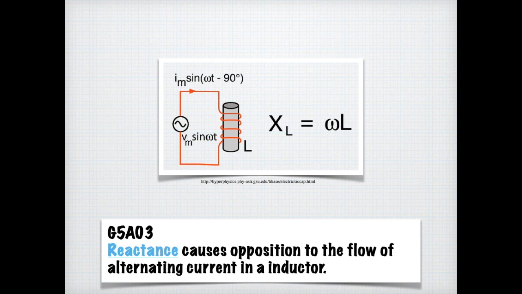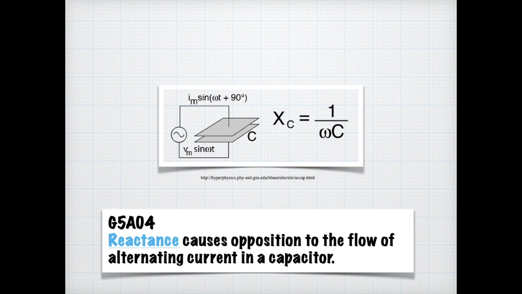So we were taught earlier that reactance causes opposition. For the exam, you need to know that reactance causes opposition to the flow of alternating current in an inductor. Likewise, we need to know that reactance causes opposition to the flow of alternating current in a capacitor.